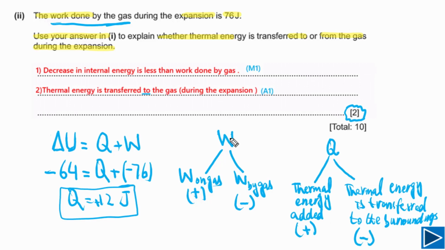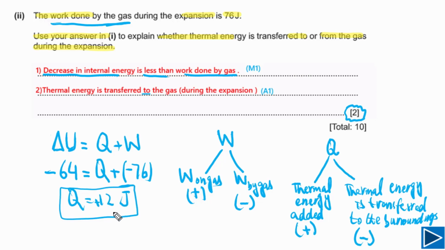Let's try to understand how we can write a proper answer for this question. The total marks for this question are 2. In order to get 2 marks, you need to write down, first of all, that the decrease in internal energy is less than the work done by the gas. As you can see here, the decrease in internal energy is equal to minus 64, but the work done by the gas is minus 76. It simply means that thermal energy has been transferred to the system, meaning it has been transferred to the gas. So that's the reason we got this answer.